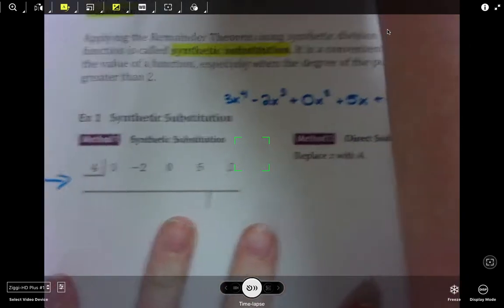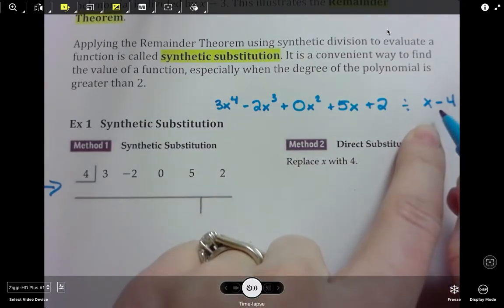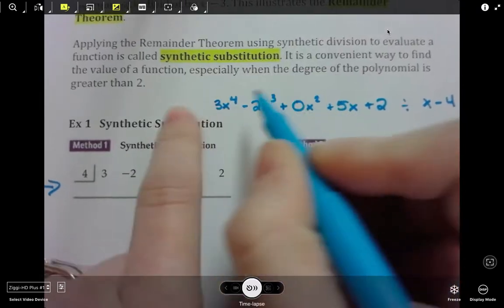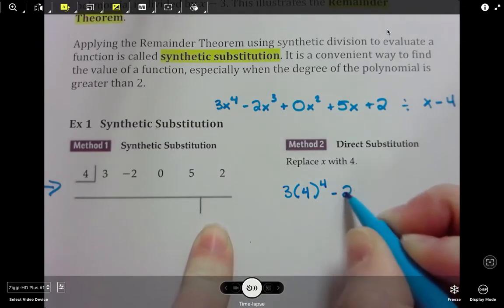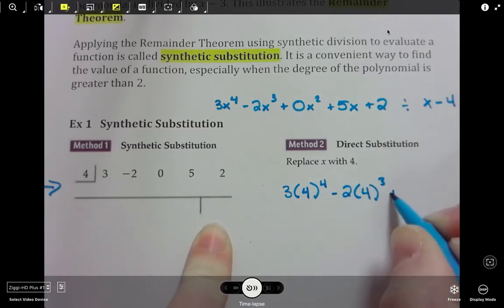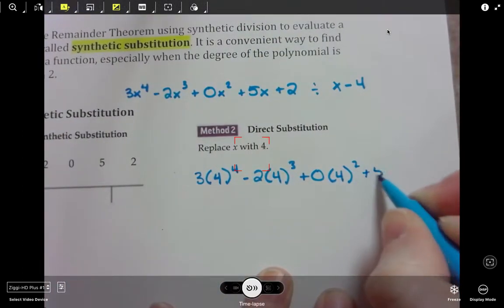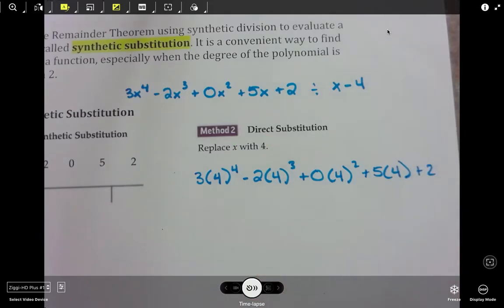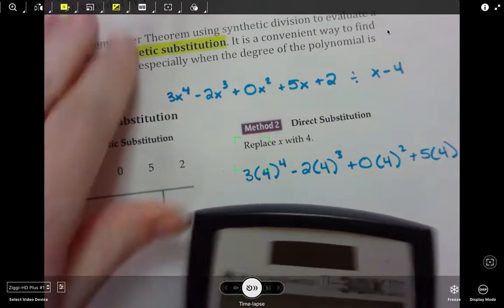Rather than doing the synthetic division first, let's go ahead over here and just plug 4 in. Because we're dividing by x minus 4, I actually want to plug a positive 4 in. So I'm going to plug a positive 4 into this equation. I've got 3 times 4 to the 4th power minus 2 times 4 to the 3rd power plus 0 times 4 squared, plus 5 times 4 plus 2. Okay, so let me grab my calculator if I can find where it's at.